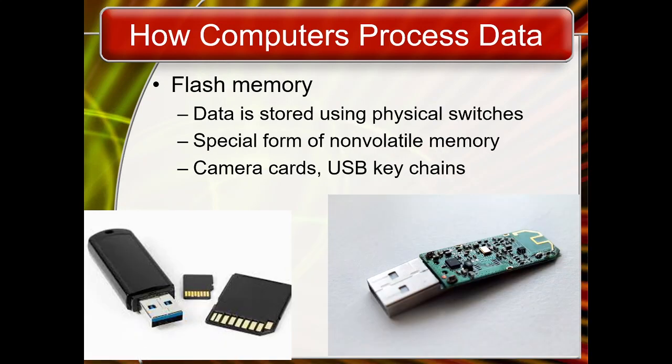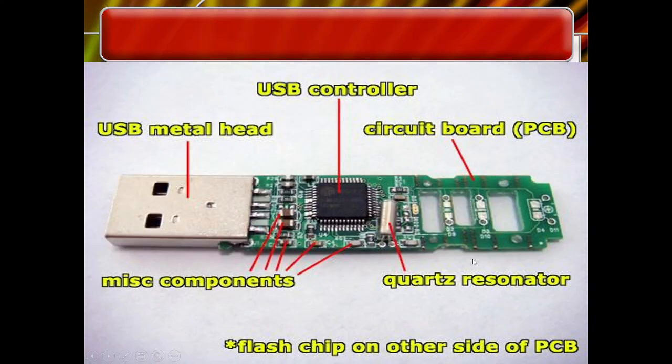What is flash memory? A commonly used storage device, a portable device. Data is stored using physical switches, a special form of non-volatile memory. Commonly used in smartphones and cameras. We use flash memory devices or mini devices. This is how it looks internally. There is a USB controller over here. The USB metal head is here, and these are miscellaneous components installed over here. This is the quartz resonator and the circuit board, PCB, installed over here.